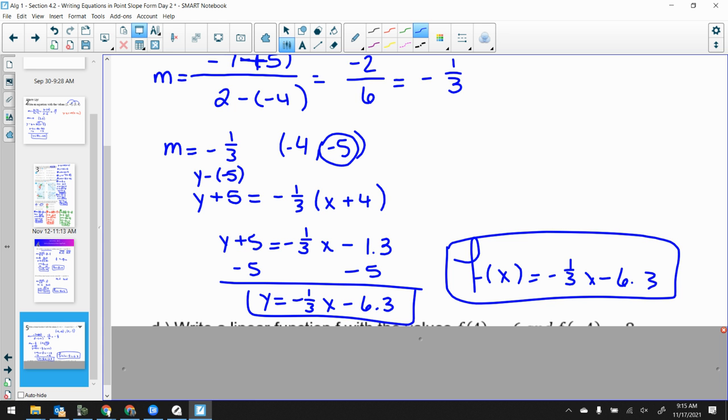So you are allowed to give me a decimal as the y-intercept, but not as the slope. The only exception to that being a word problem. Then you could give me a slope as a decimal.